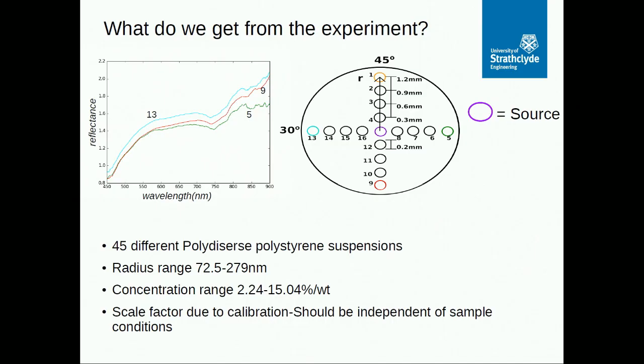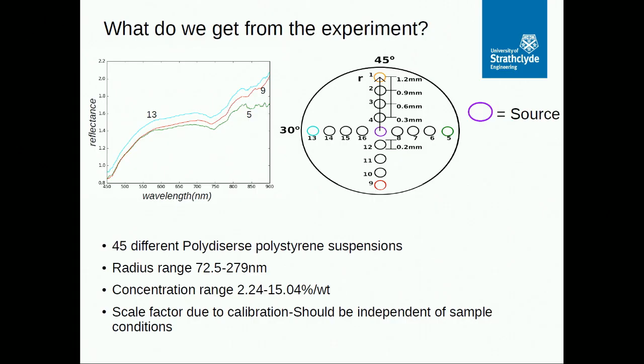I should mention here that I'm only considering the monodispersed model. A colleague of mine, Daria, who's co-author of this paper, is considering polydispersity. So if you've got any questions about polydispersity, don't hesitate to email, she'll love it. So they did it for a radius range of about 72 to 279 nanometers and a concentration of about 2% to 15% weight. I should mention here as well that there's a scale factor due to the calibration of the instruments, but this really should be independent of the sample conditions.